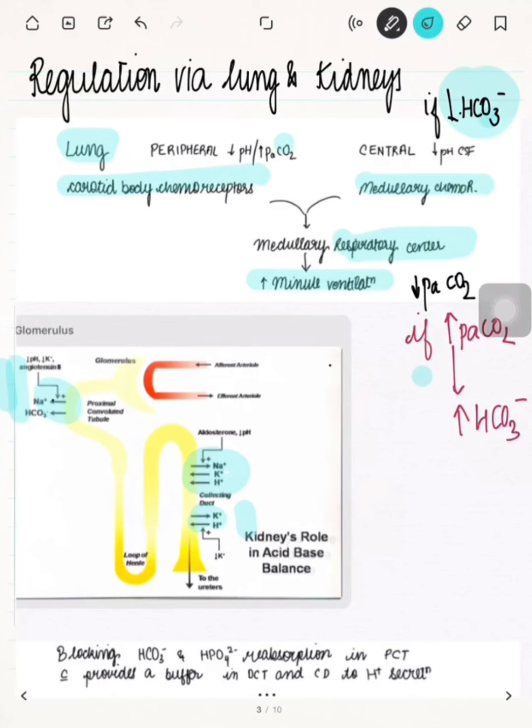Then we come to respiratory acidosis. In this, the kidneys will help. The kidneys will retain bicarbonate, which occurs at the proximal convoluted tubule, and in the distal convoluted tubule and collecting duct, hydrogen excretion will be enhanced.